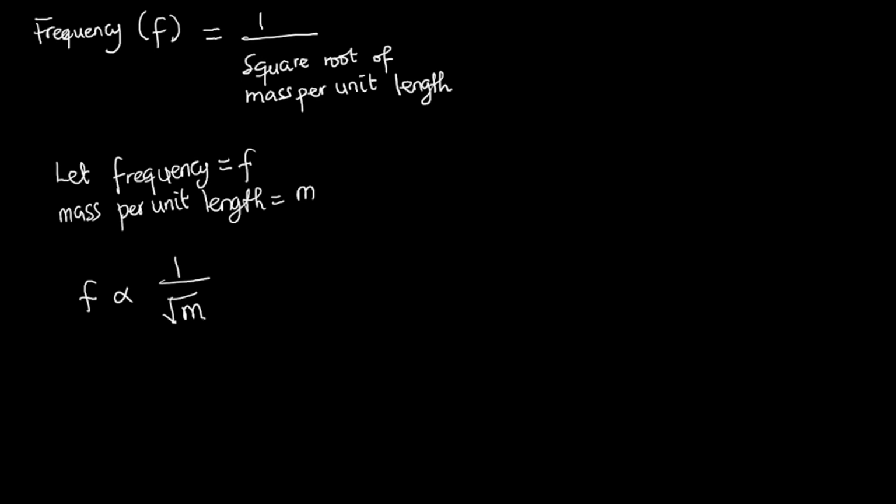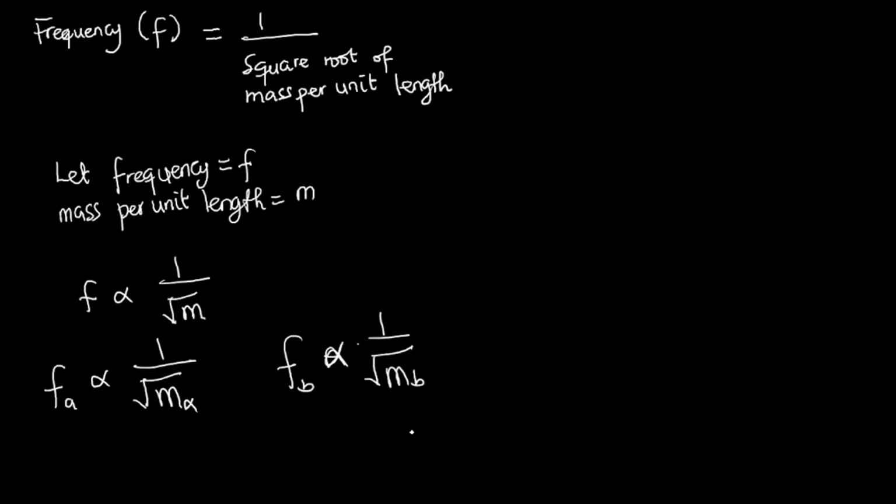So assuming we have two different strings, string A will have the frequency fA proportional to 1 over the square root of the mass per unit length of A, or alpha. And then for the second string, we have the frequency of B proportional to 1 over the square root of the mass per unit length of B. So from here, I can further simplify this, let me simplify this first.